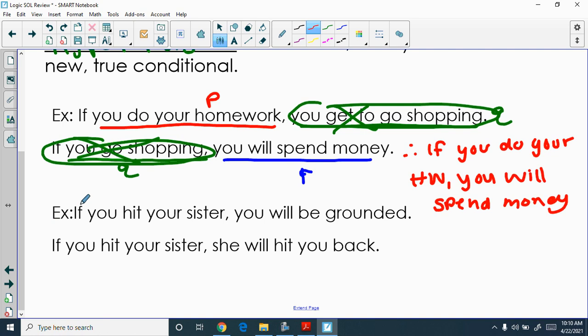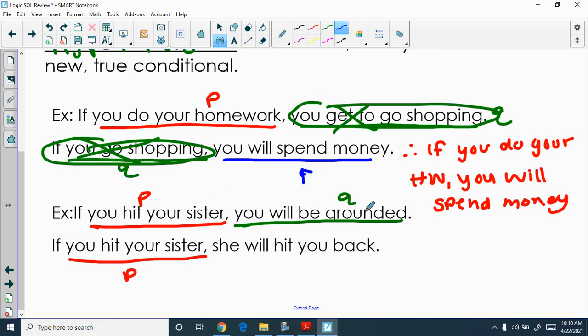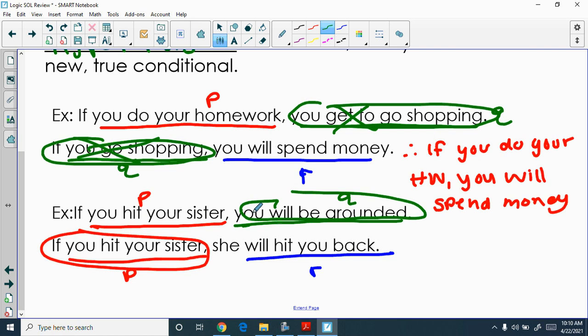Okay, last one here, last example. If you hit your sister, so you hit your sister's P, you will be grounded, Q. If you hit your sister, well, that's P again, she will hit back. That's a new piece. Now, since our middle pieces did not match, the conclusion did not match the hypothesis, we can't assume anything, so therefore we can make no conclusion.